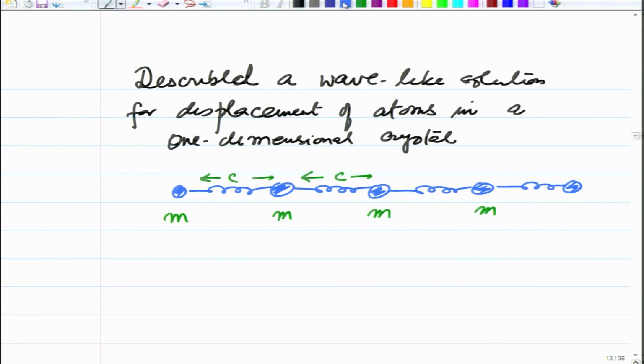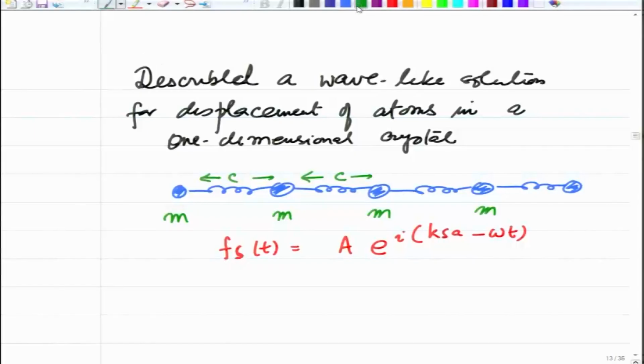We assumed a wave-like solution, which was f at the s-th site as a function of t being A e raised to i(k s a minus omega t). Remember, at the end of the previous lecture I told you that one follows this exponential notation because it makes life easy in terms of mathematics. Finally, I am going to take only the real part or the imaginary part of this, and let us stick with the real part. And the frequency omega is given as a function of k as 2 square root of c over m sine of mod k a by 2.